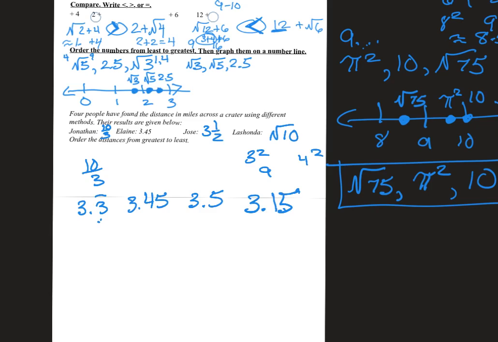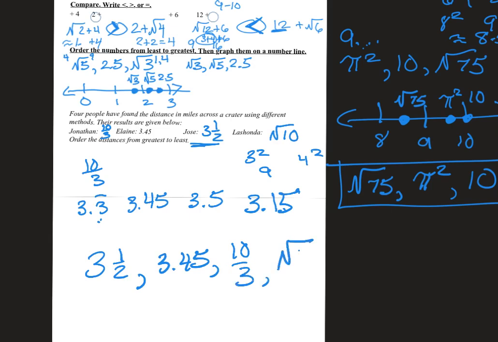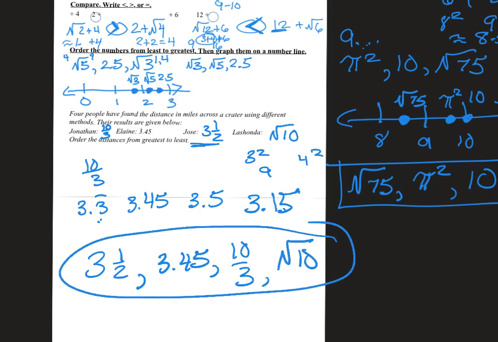So I'm going to order these from greatest to least. So the greatest value is Elaine's, right? No, sorry. I missed Josie. Josie's at 3.5. And you have to write them how they originally were. So 3.5, then 3.45, and 10 thirds would come next, and the square root of 10. Remember not to put the decimal form that you converted it to. Use the original form that was up here.